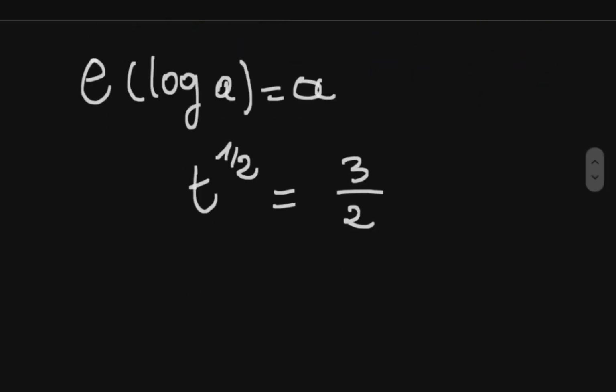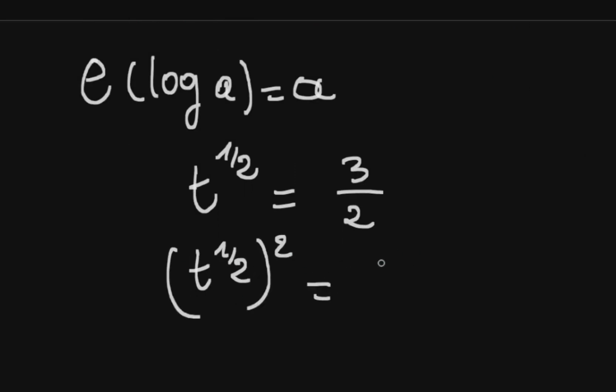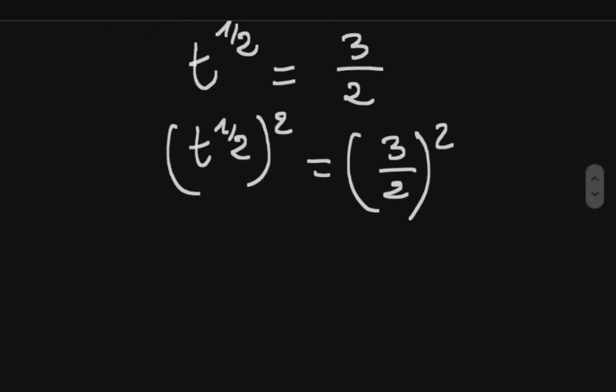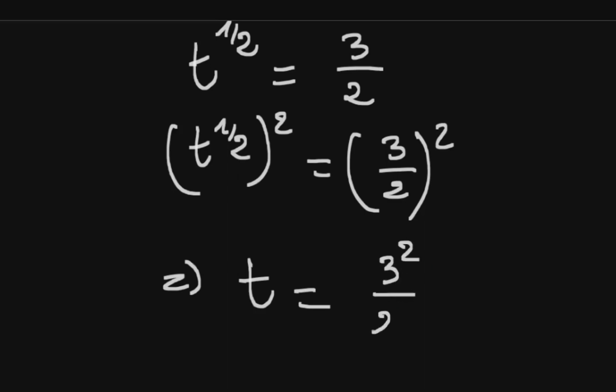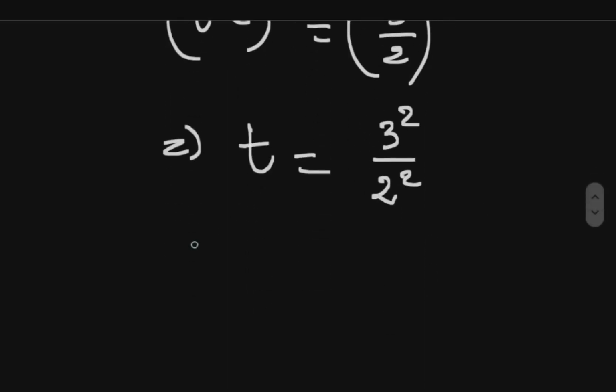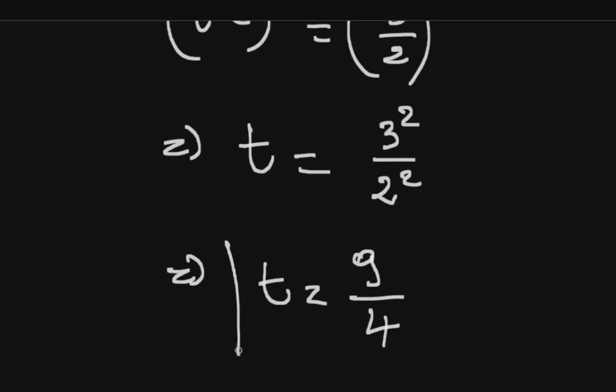That is, t to the power half, squared, will be equal to (3/2) squared. So at this level we have t will be equal to 3 squared divided by 2 squared. That is, t will be equal to 9 divided by 4. So this is the value of t we are looking for.